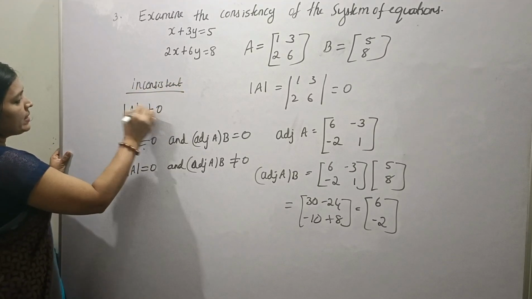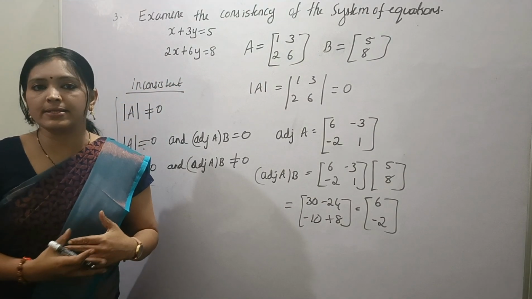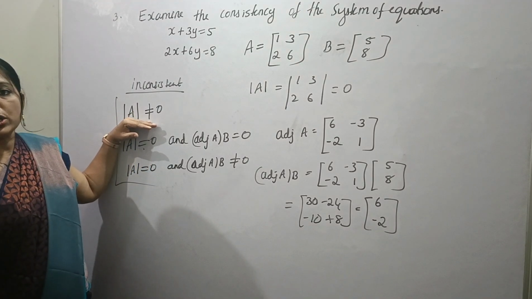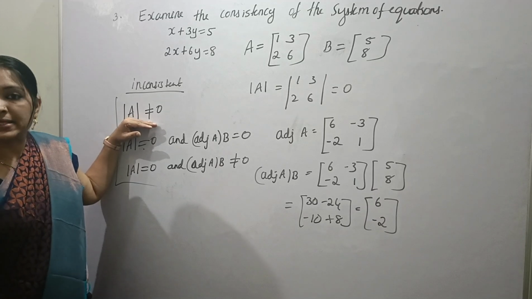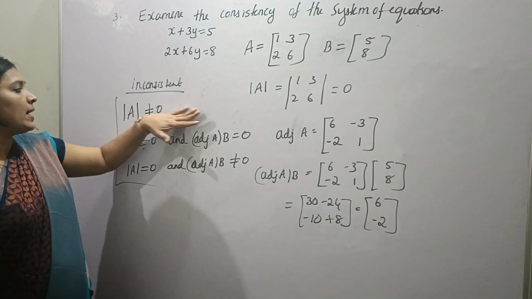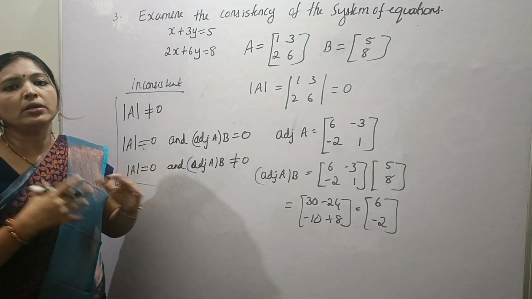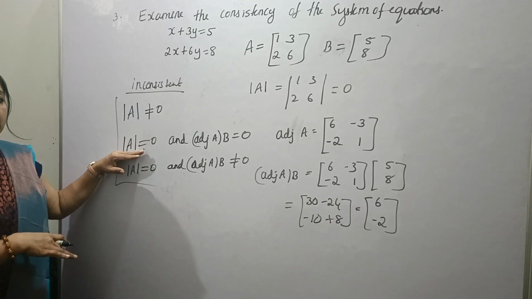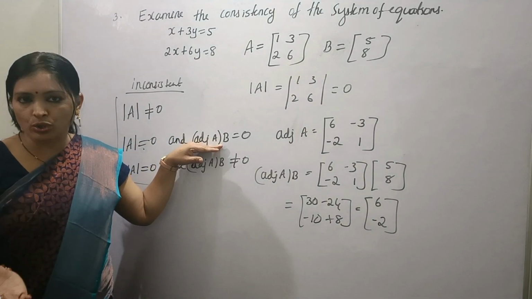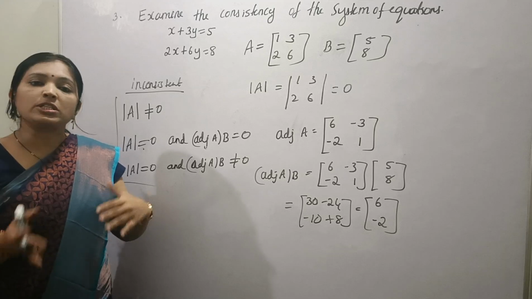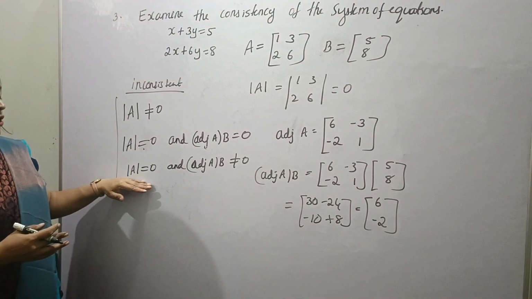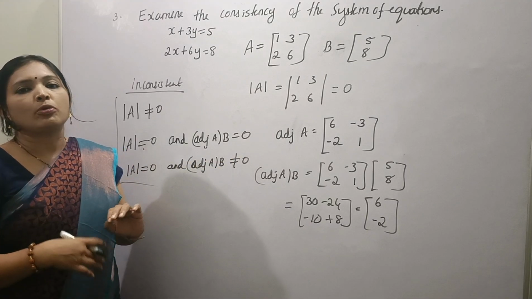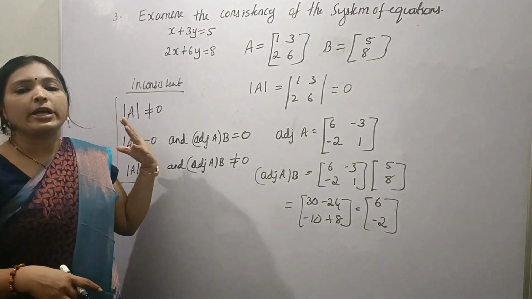So remember these three rules for checking the consistency of the given system of equations. First one, if determinant A not equal to 0, then the system of equations is consistent, and to find the solution, X is equal to A inverse B. Second, if determinant A is equal to 0 and adj A into B is also 0, then the system of equations may or may not be consistent. And if determinant A is equal to 0 and adj A into B not equal to 0, then the system of equations is inconsistent, that is, it has no solution.